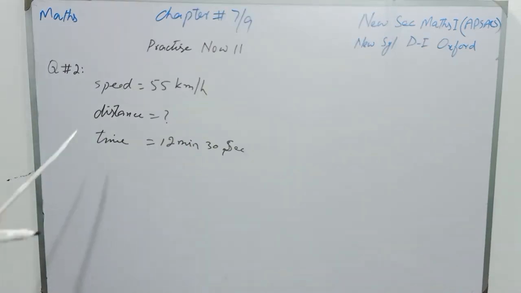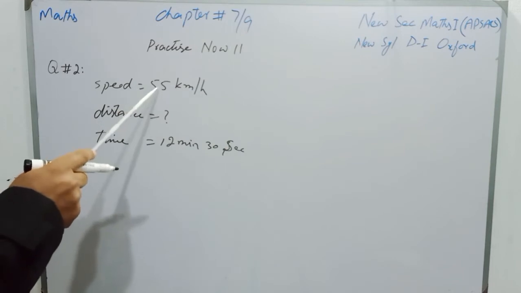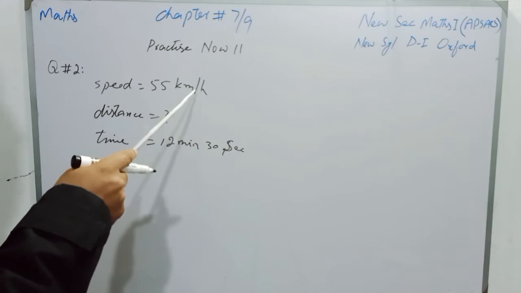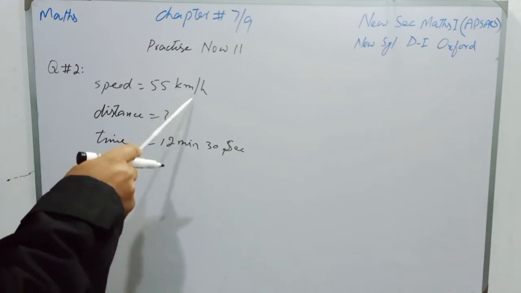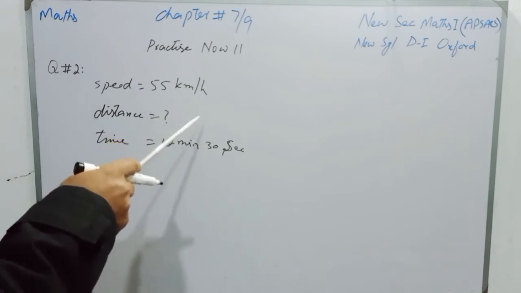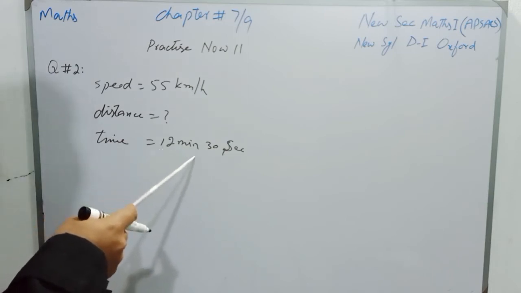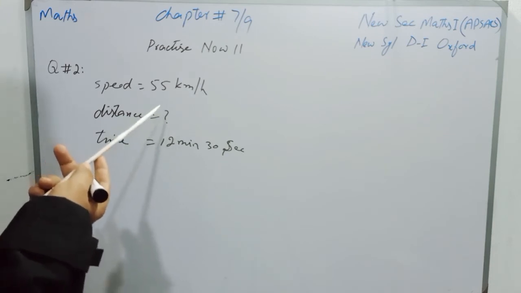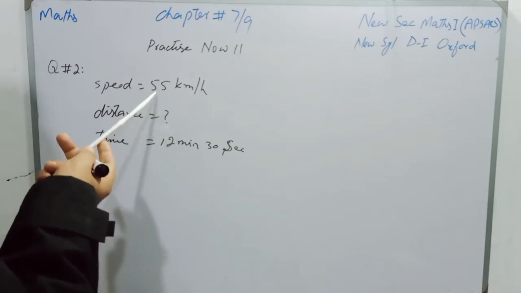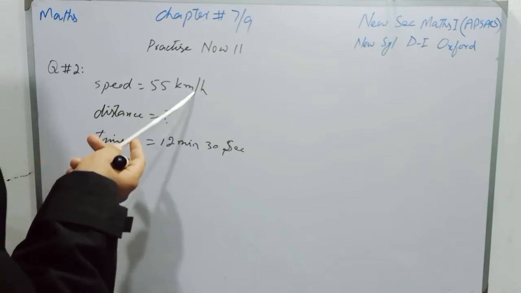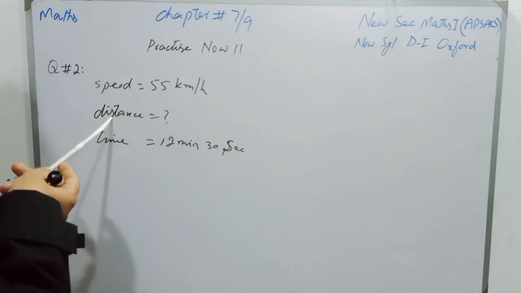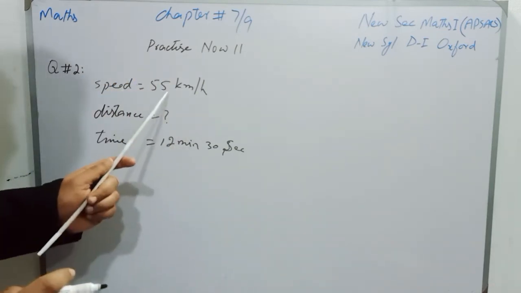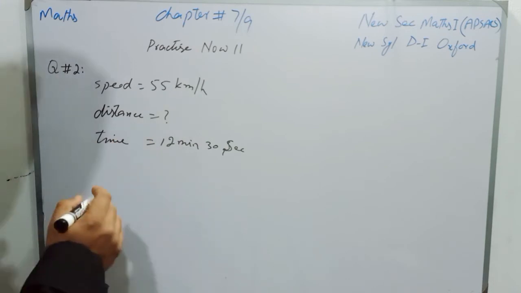Students, look at the speed. Speed is given in kilometer per hour. So either we have to convert the speed into meter per second, or we have to convert our time into hours. It is totally up to us which method we will apply. It is easy for us to convert the speed into meter per second, as we have to find the distance in meter.